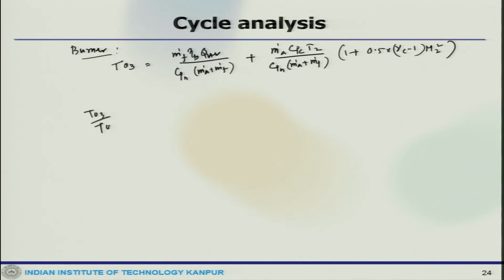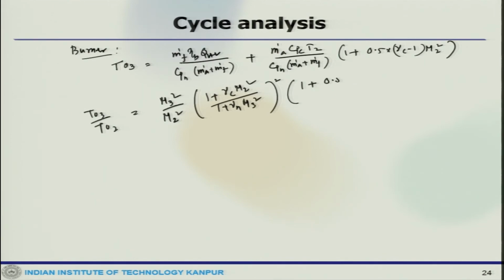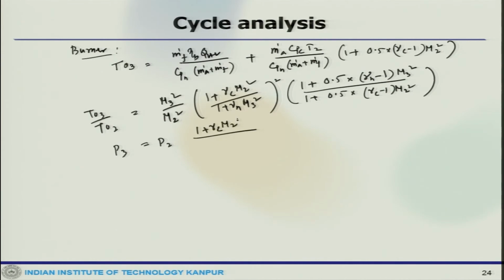So, T naught 3 by T naught 2 would be m3 square by m2 square times (1 plus gamma c m2 square) divided by (1 plus gamma c m3 square), times (1 plus 0.5 into (gamma h minus 1) m3 square) by (0.5 into (gamma c minus 1)), and P3 equals P2 times (1 plus gamma c) by (1 plus gamma c m3 square), and T3 equals T naught 3 by the stagnation ratio.